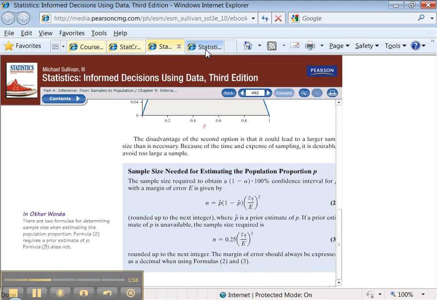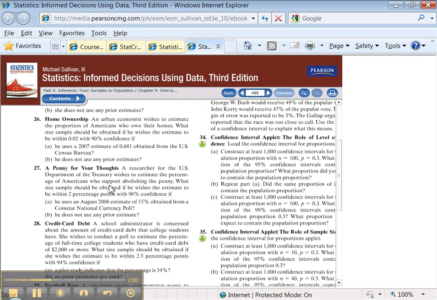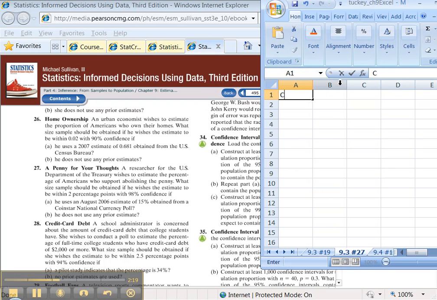Let's go back to the question. And it says right here, we're doing number 27. A researcher for the U.S. Department of Treasury wants to know how many pennies they have to go get. What size sample should they do if they want to estimate to be within 2 percentage points with 98% confidence? All right, so let's see here. Our confidence level is 0.98.